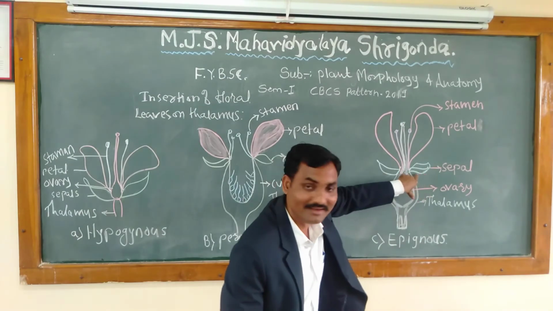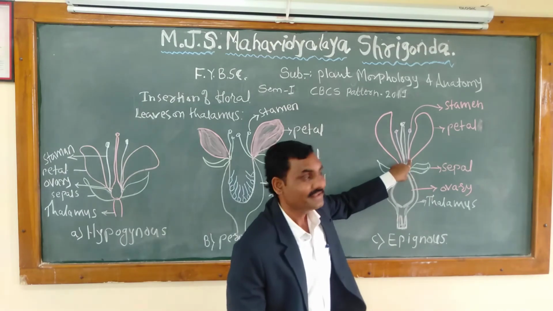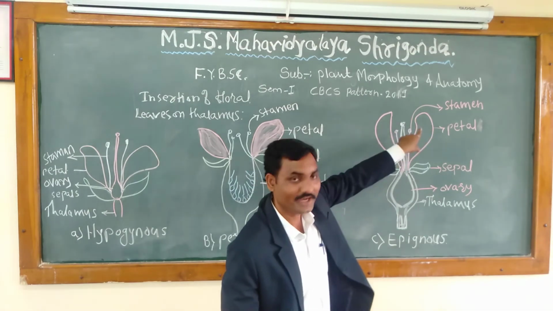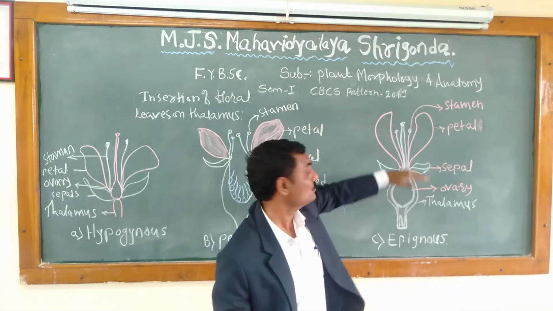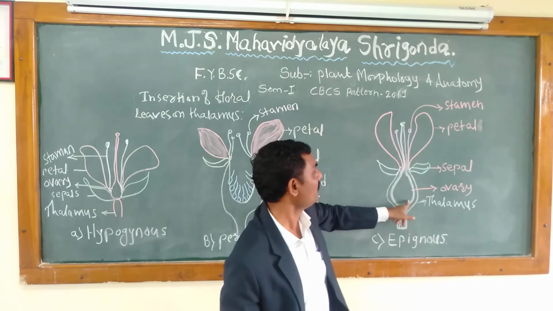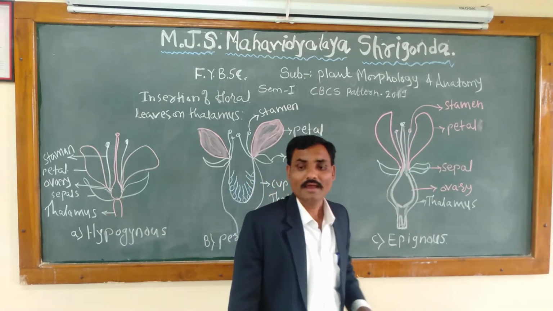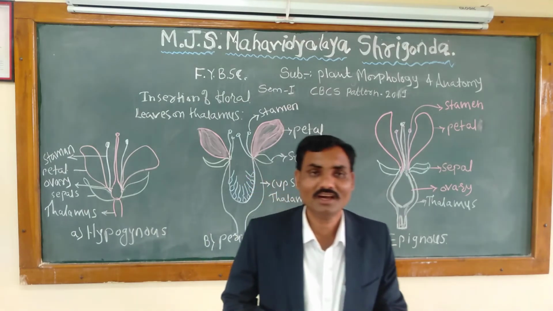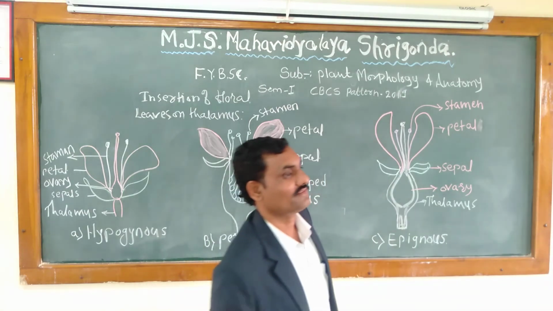This is the sepal, that is calyx. This is corolla, that is called petals. This is the stamen, that is androecium. They are placed above the ovary. The ovary is placed below them. Thus, the ovary is said to be inferior, and the flower is called epigynous.